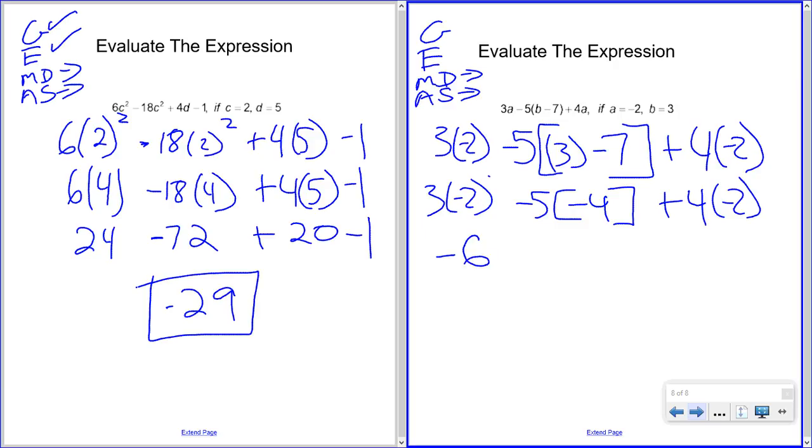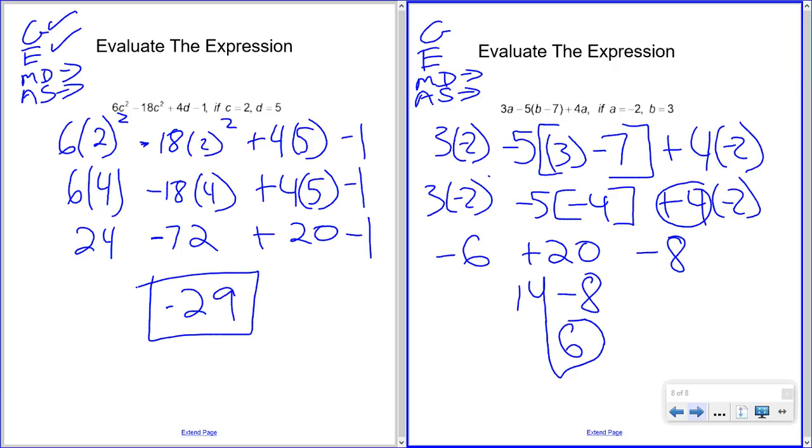Now, when I multiply these, they are going to give me integers. The integers are going to have a positive or negative sign. Put whatever the sign is in front, and that becomes your operation. So, negative times a negative is positive, positive 20. So we're simply going to add negative 6 to 20. Over here, we have a positive times a negative. Positive 4 times a negative 2 gives me negative 8, and that just becomes my operation of minus. Negative 6 plus 20 gives me 14. Minus 8 gives me 6. Your answer here should be 6.